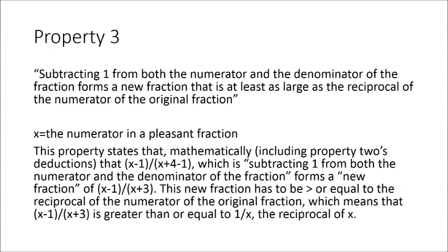This property states that mathematically, including property 2's deductions, x minus 1 over x plus 4 minus 1, which is subtracting 1 from both the numerator and the denominator of the fraction, forms a new fraction of x minus 1 over x plus 3. This new fraction has to be greater than or equal to the reciprocal of the numerator of the original fraction, which means that x minus 1 over x plus 3 is greater than or equal to 1 over x, the reciprocal of x.